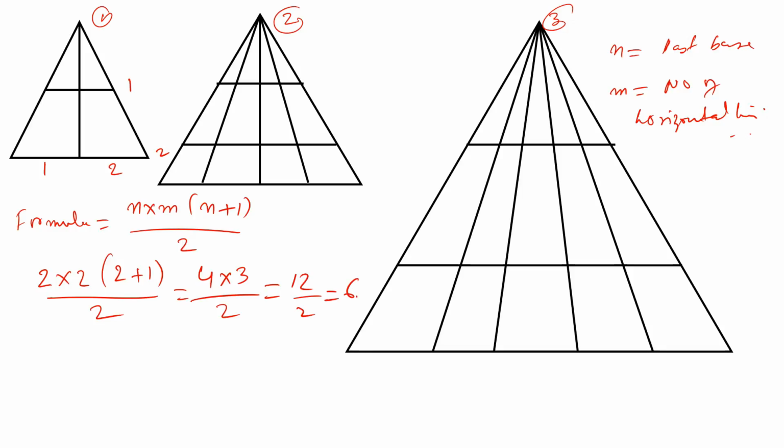So in figure number 1, there are 6 triangles, and if we count them, this is the first triangle, this is the second triangle, this will be the third triangle, and this is the fourth triangle. This will be the fifth triangle, and this will be the sixth triangle. So if we count, we also get the result of 6 triangles.